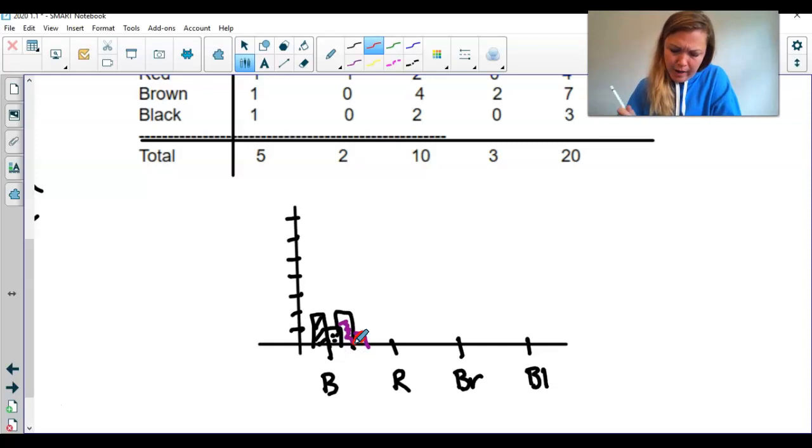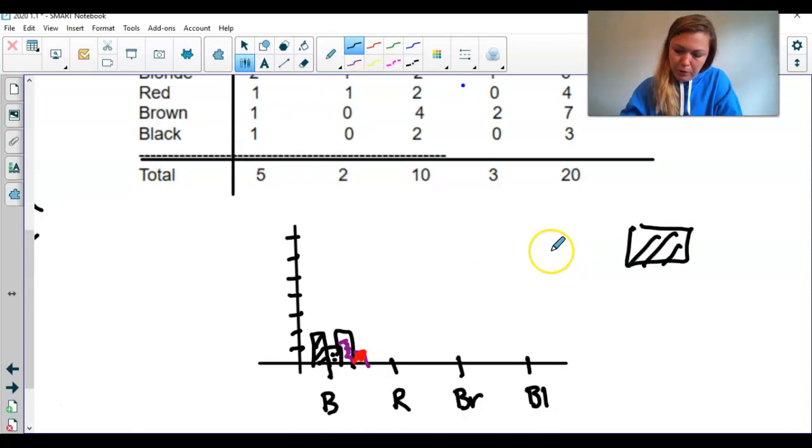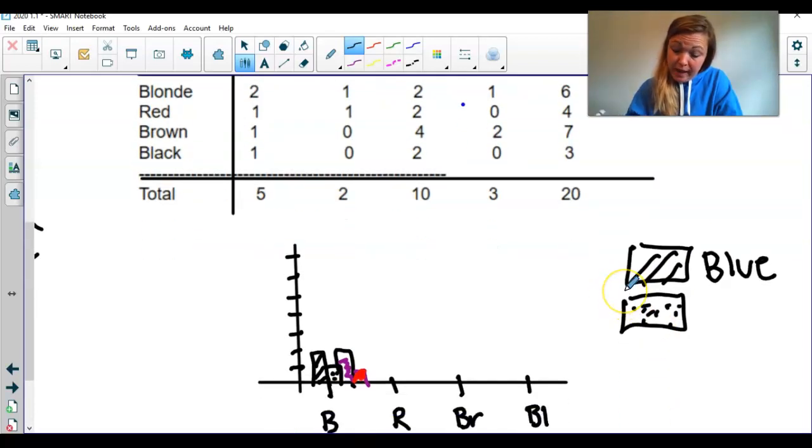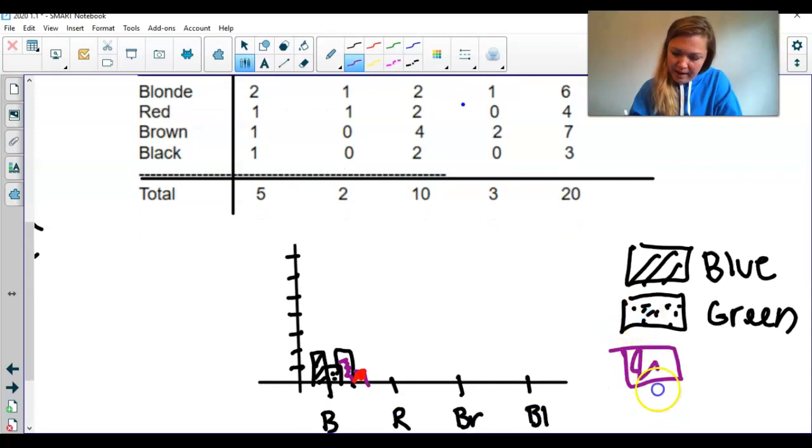And what I need here, you guys, is to have a key, right? So I would say this represented blue eyes, okay? Polka dots, that represented people with green eyes. The purple, that represented people with brown eyes.